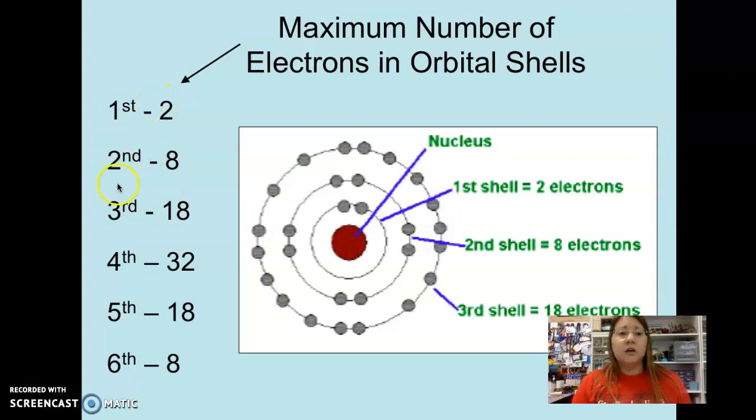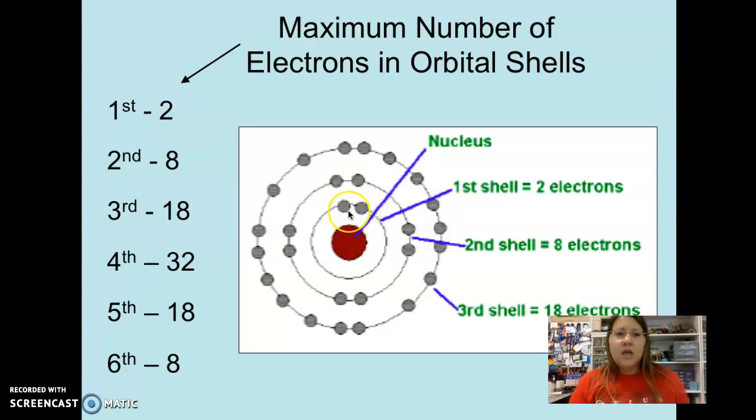The second orbital shell contains a maximum of 8 electrons. Third orbital shell contains a maximum of 18. Fourth orbital shell contains a maximum of 32 electrons. Fifth orbital shell contains a maximum of 18 electrons, and the sixth orbital shell contains a maximum of 8 electrons. So what this is saying is that as you are placing the electrons onto your Bohr model on these orbital shells, you basically have to fill up 1 orbital shell before you can put electrons on the next orbital shell.